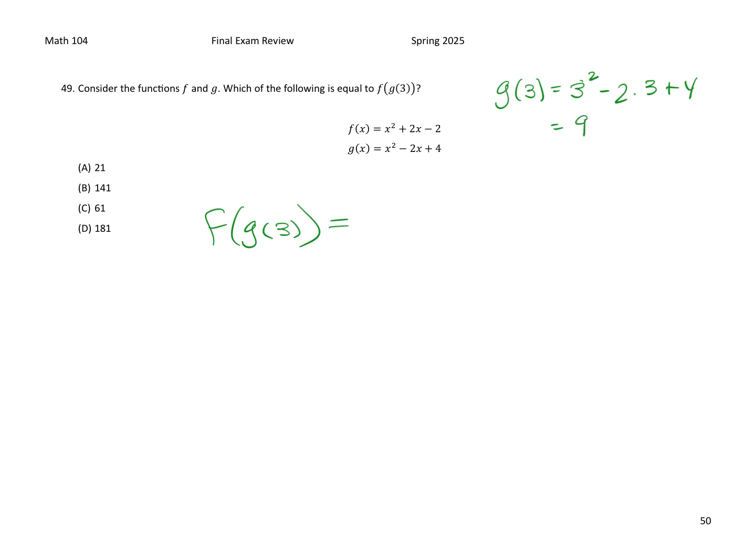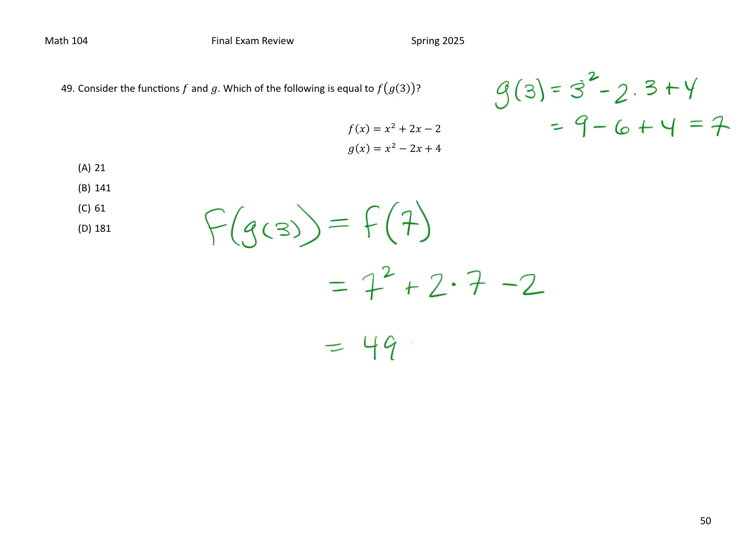So that's 9 minus 6 plus 4. So 3 plus 4, which is 7. Okay, so g of 3 is 7. So I'm going to replace g of 3 with the value that it equals, 7. And I'm going to take that 7 and plug it into f. So I'm going to get 7 squared plus 2 times 7 minus 2.